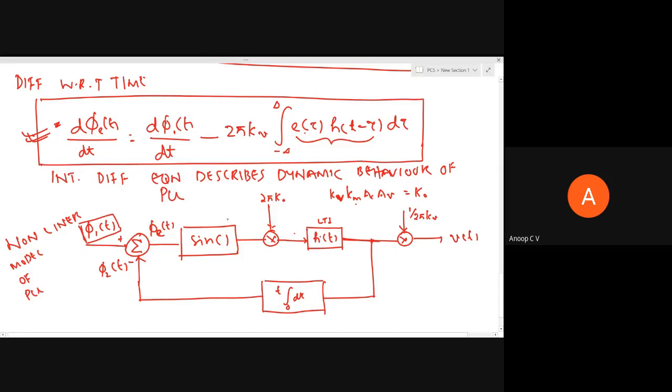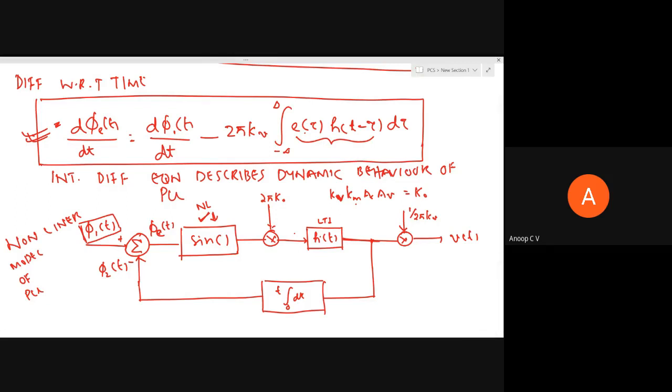And the question is, why is it called nonlinear model? The summation is actually what? Linear. Integration is linear, right? Multiplication is linear, right? Response of an LTI system is linear, but the presence of the sine of something, this is actually the nonlinear part. As sine of something is present, this is called nonlinear model of PLL, right?